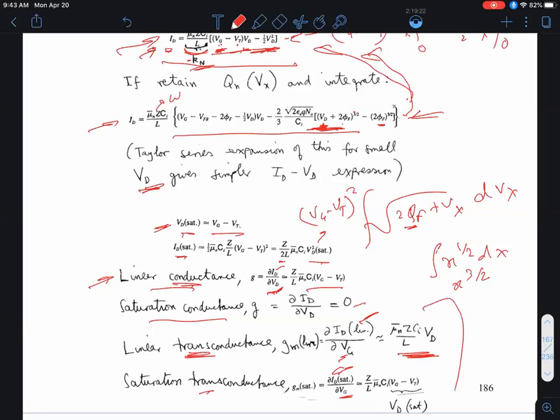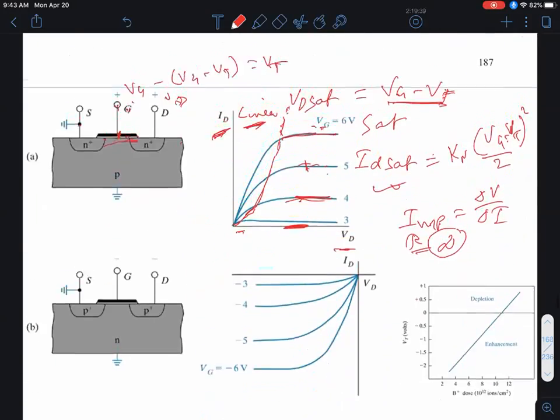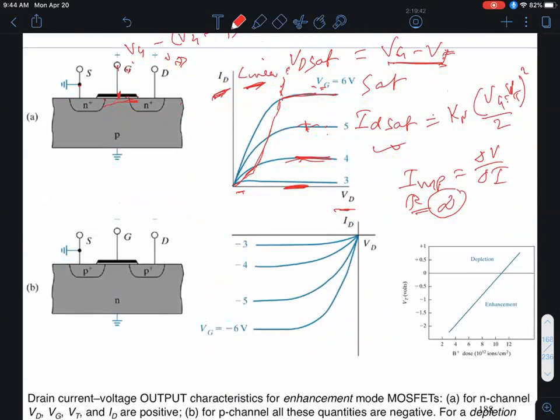So you can get all kinds of circuit parameters, okay? Now these kind of correspond to gain because I'm looking at change of output something as a function of input something. Now it's not voltage gain or current gain, but it's called transconductance. Very, very important parameter. Okay. Any questions?